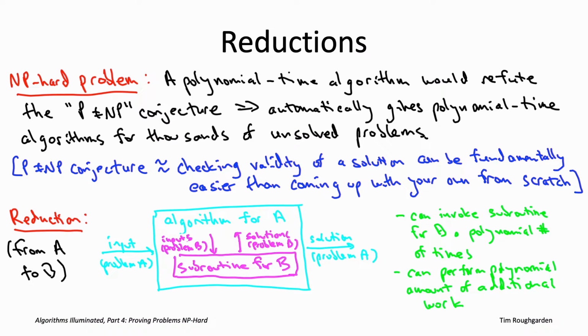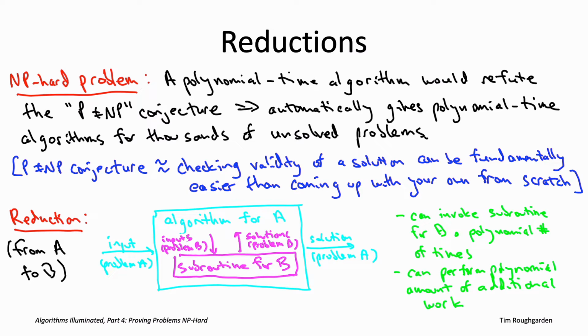But at the end of the day, after you've called the magenta box a polynomial number of times and you've done your polynomial amount of extra work, that light blue box should be in a position to correctly report the solution to the instance of problem A that it was handed in the first place. And as algorithm designers, we're usually thinking about reductions in their honorable form of spreading the frontier of tractability.